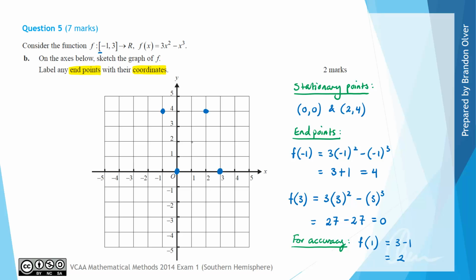So we know that the graph's going to go through that point as well. So sketching a cubic graph through all of those points, it's going to look something like this. And just to check that we've answered the questions, we need to label the endpoints with their coordinates. So this is -1, 4, and this is 3, 0. So that is the final answer for our question.